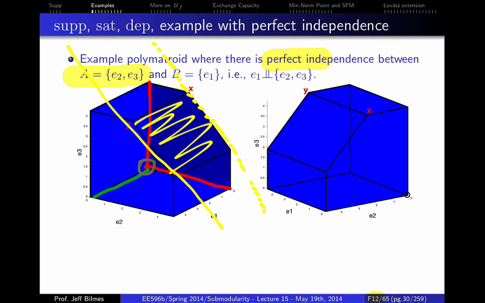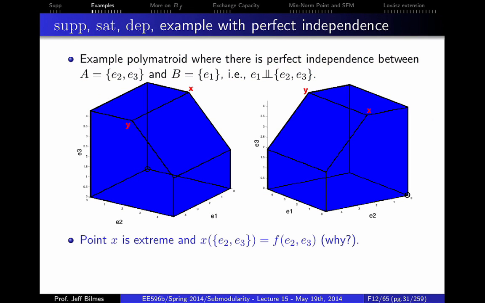Now, it's kind of a strange one because, first of all, let's look at some examples. So let's say point x is extreme, right? And f of x is tight at E2, E3. So this is the definition of tight. Why is it tight? Because this is the line here, this negative 45-degree line. That's the line that says f of E2, E3, I'm saying x here. F of E2, E3, that's the constraining line there. And at that point, where x is, it's equal to exactly that value. So therefore, it's tight.